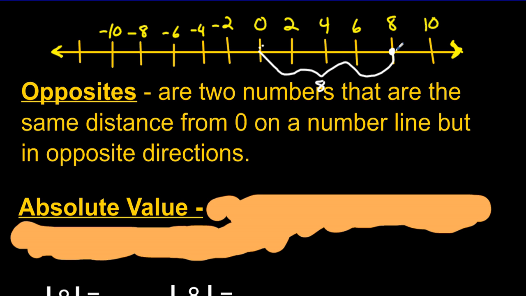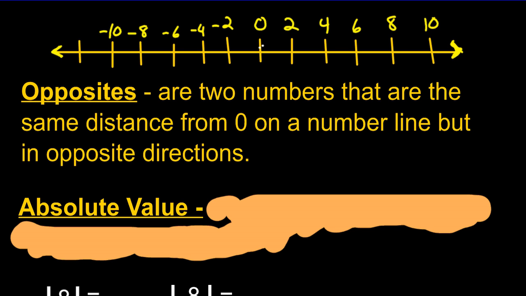Well, its opposite would be the number in the opposite direction that is that same distance from 0. And that would actually be negative 8. Because negative 8 is, again, 8 units from 0 in the opposite direction. Alright?